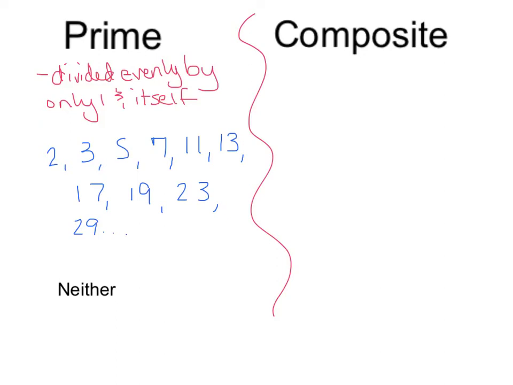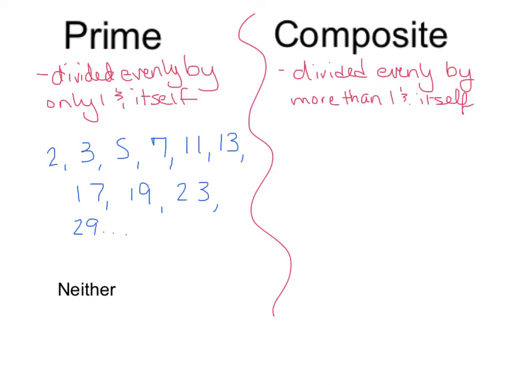A composite number is divided evenly by more than one and itself. So for example, 4 is divisible by 1, 2, and 4. 6 would be 1, 2, 3, and 6. 9 would be 1, 3, and 9. Okay. 25 would be divisible by 5. 60 would be divisible by a lot of numbers.